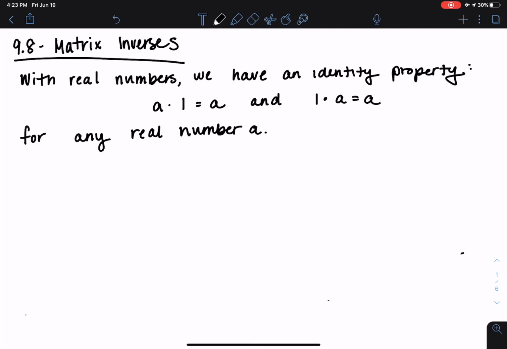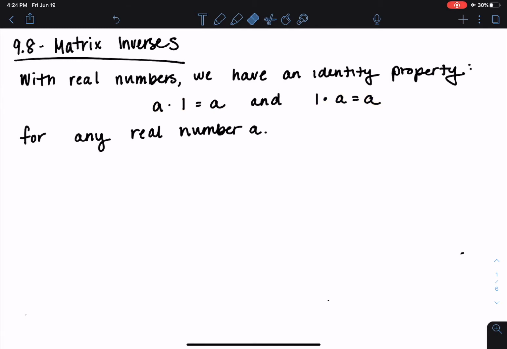Now we want to go through and talk about an inverse of a matrix, and that's going to be the key to helping us solve a system of equations. So if we think of real numbers, we do have an identity property. If you take any real number a, times it by 1, you're always going to get the value a back. Same thing if you switch that order, doesn't matter, you're going to get the value a back. And it doesn't matter what you have.